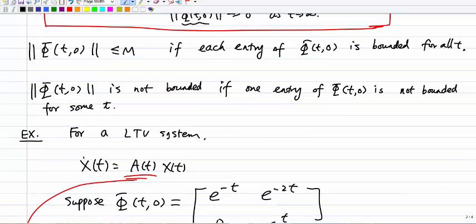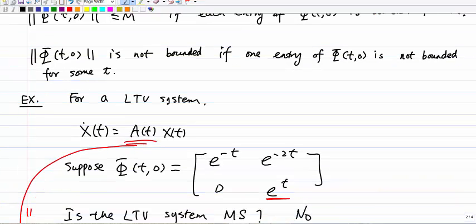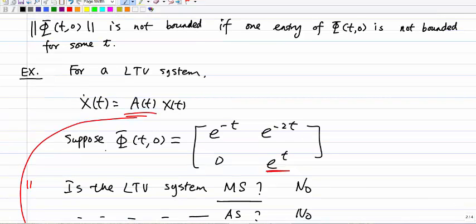Alright, so now let's take a look at a few examples to use the condition we mentioned before to verify whether a linear time variant system is stable. Let's start with a simple example. I give you a linear time variant system, x dot t is A(t)x(t). Of course, here I don't have an input u. Suppose that phi(t, t0), I already give you the transient matrix, so you don't have to compute it. The transient matrix is given by e to the negative 2t, e to the 2t, 2t, 0, and e to the t.